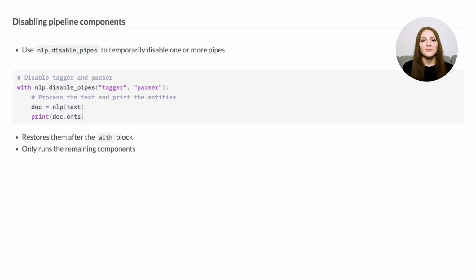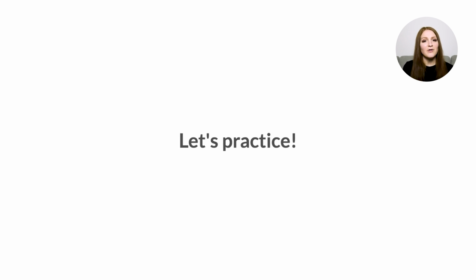spaCy also allows you to temporarily disable pipeline components using the nlp.disable_pipes context manager. It takes a variable number of arguments, the string names of the pipeline components, to disable. For example, if you only want to use the entity recognizer to process a document, you can temporarily disable the tagger and parser. After the with block, the disabled pipeline components are automatically restored. In the with block, spaCy will only run the remaining components. Now it's your turn. Let's try out the new methods and optimize some code to be faster and more efficient.